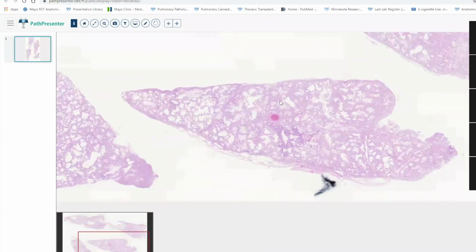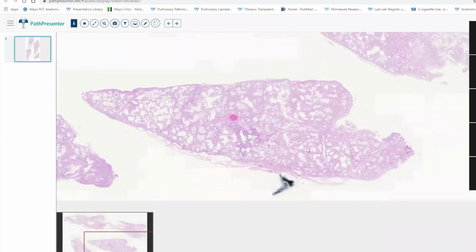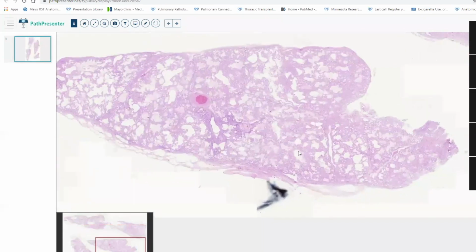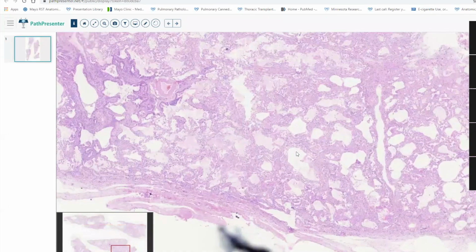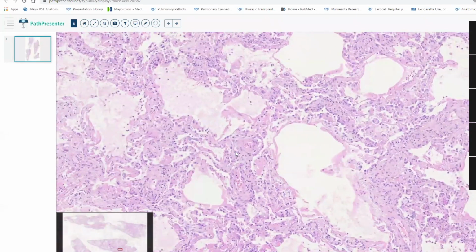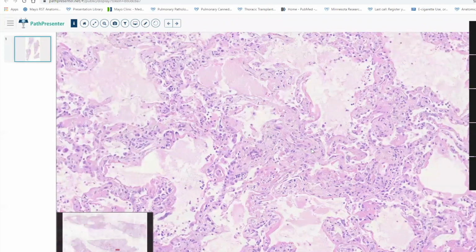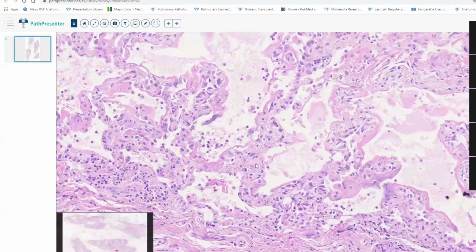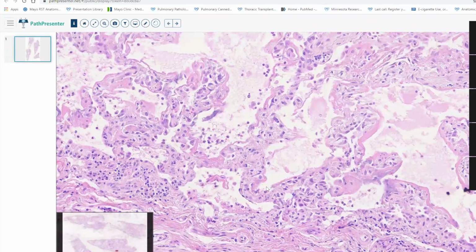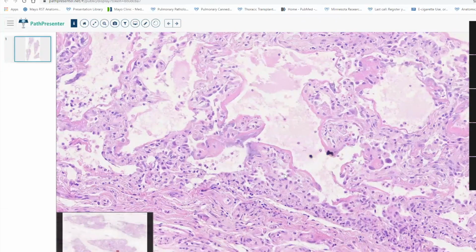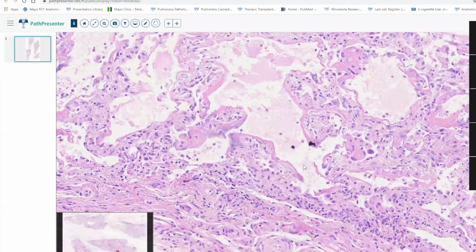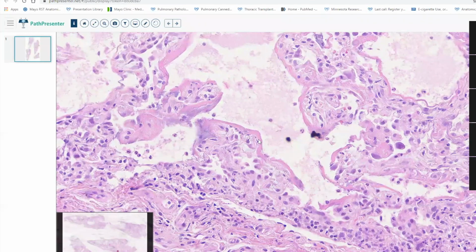Okay, so our first case here, we have some surgical wedge biopsies. You can see at low power, these are relatively diffuse process going on here. And then when we zoom in, we see this abnormality. So the alveolar septa are quite thickened, and they're thickened because of this fibroblastic proliferation. It's very loose fibroblastic proliferation. We also see these structures here, these eosinophilic hyaline membranes.